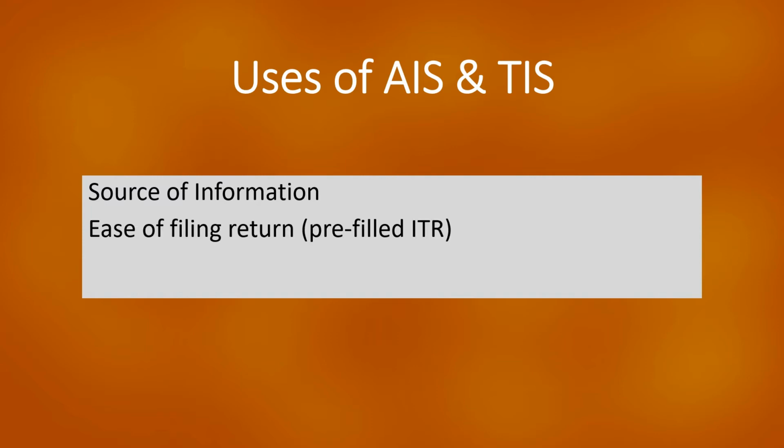Next, ease of filing return. It would be easy for us to file our income tax return because most of the data in the income tax return would be pre-filled using information from AIS and TIS. And the other important use I can think of is feedback submission. All these years we have been seeing that 26AS contains certain information which may not belong to us, or there are some errors in that and it would be very difficult for us to get them corrected. So feedback submission is a very helpful tool for all the taxpayers.